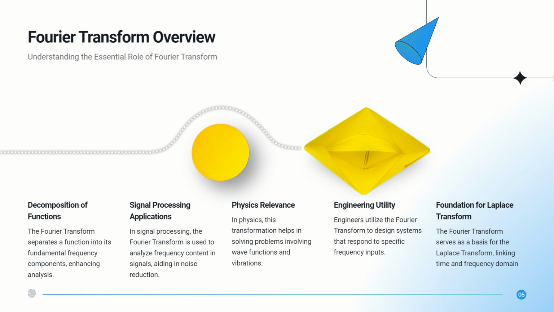reduction. Physics relevance. In physics, this transformation helps in solving problems involving wave functions and vibrations. Engineering utility. Engineers utilize the Fourier transform to design systems that respond to specific frequency inputs. Foundation for Laplace transform. The Fourier transform serves as a basis for the Laplace transform, linking time and frequency domain.